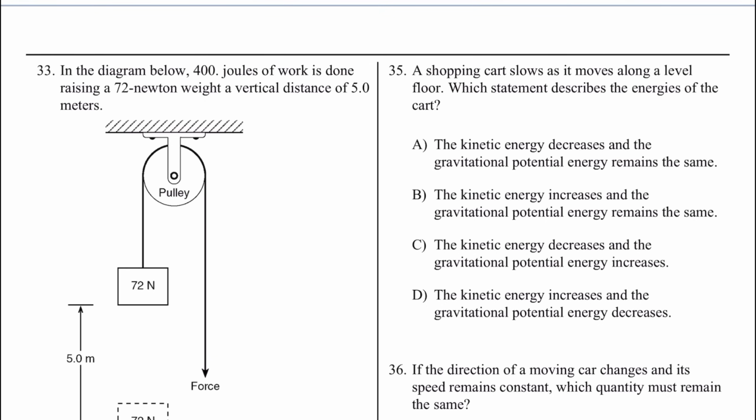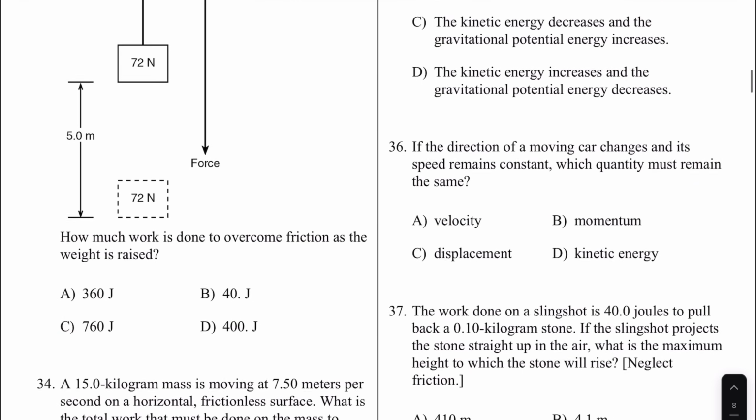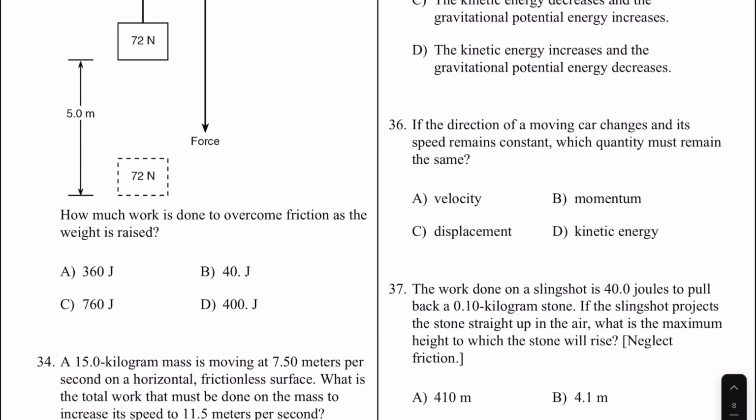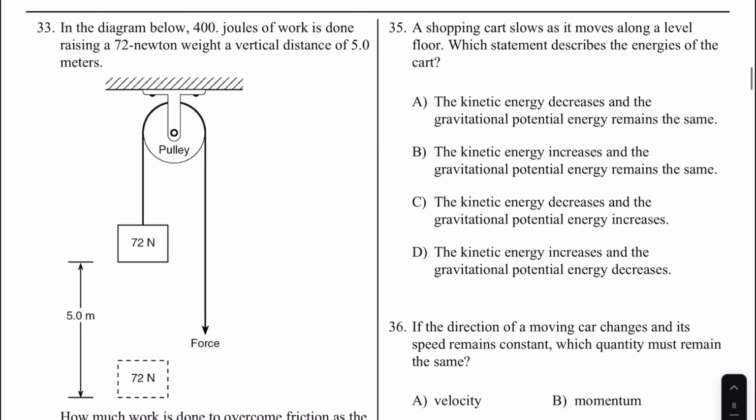33. In the diagram below, 400 joules of work is done, raising a 72 Newton weight a vertical distance of 5 meters. How much work is done to overcome friction as the weight is raised? So it says that overall 400 joules of work is done, but we need to find out how much work was specifically done to combat friction or air resistance.